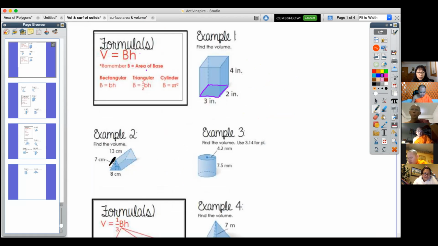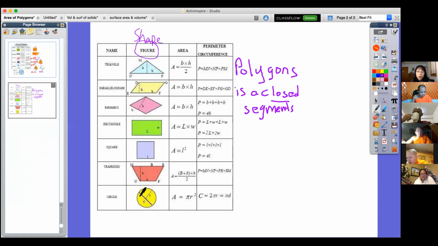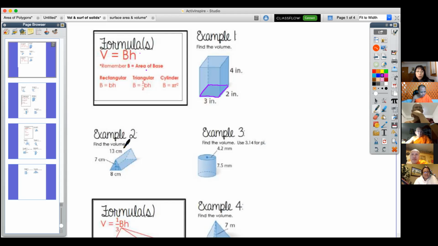I see there's a triangle here, and I see there's a rectangle here. Pick one of these. What name is your shape? I did not ask for the length. I said, what is the shape? I only see 2 shapes, a triangle and a rectangle. What shape is your base? Triangle.